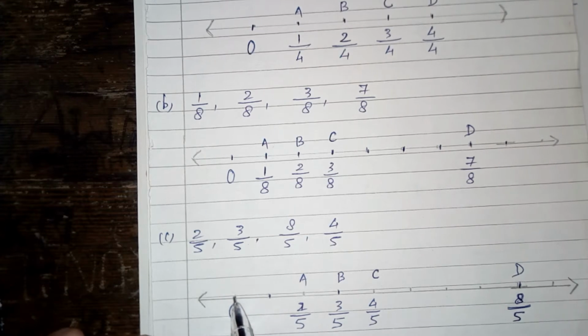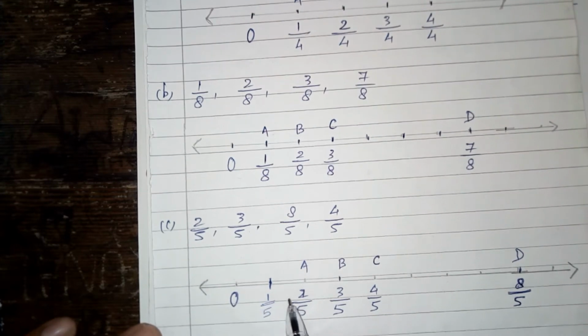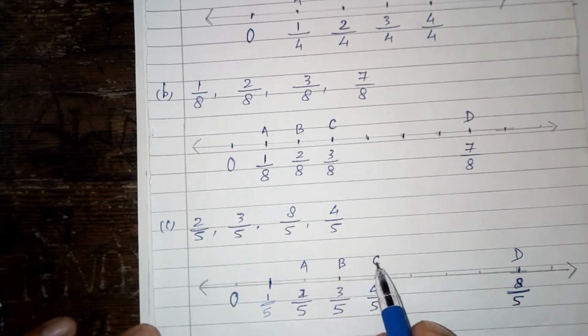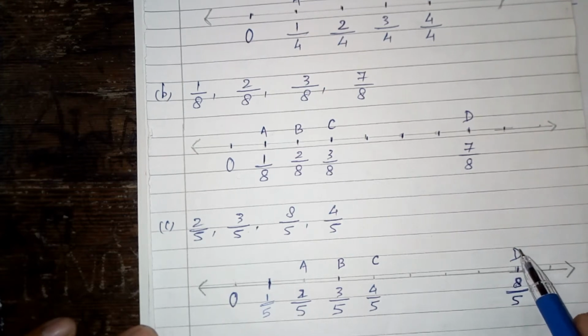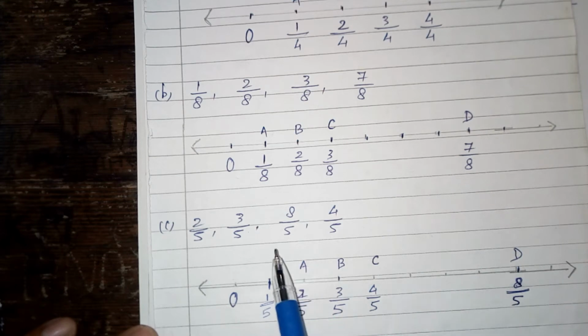My dear student, after 0 this is the first mark, so it is 1 upon 5. Please look here. It will be 1 upon 5. Now mark A belongs to 2 upon 5, mark B belongs to 3 upon 5, mark C belongs to 4 upon 5, then mark D belongs to 8 upon 5. So my dear students, this is the required answer of the given question.